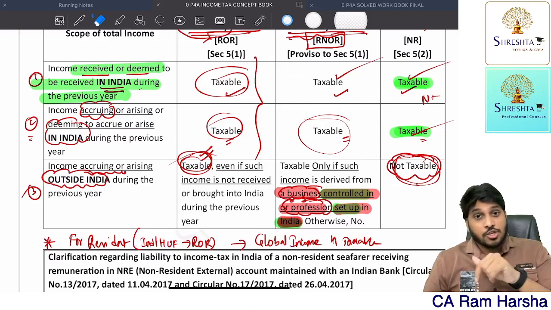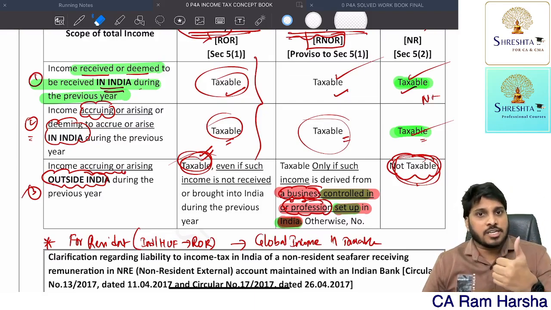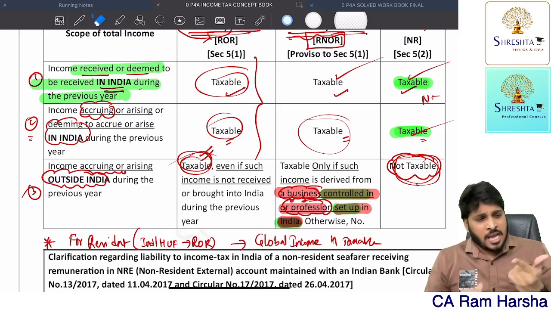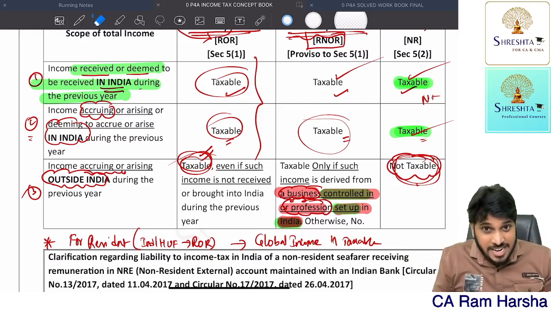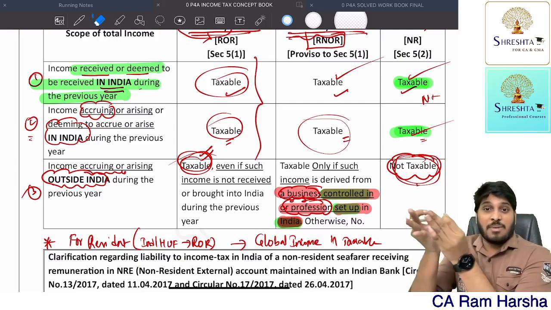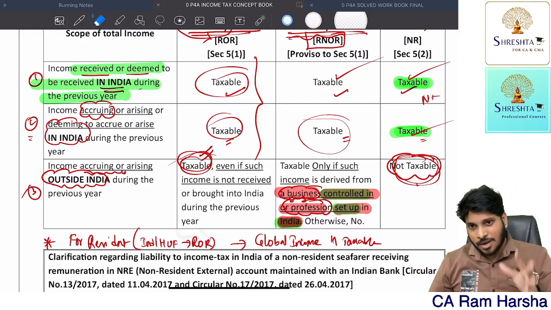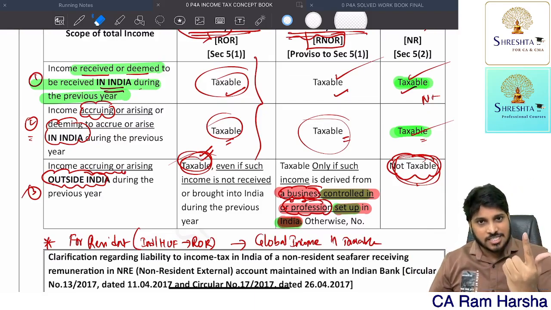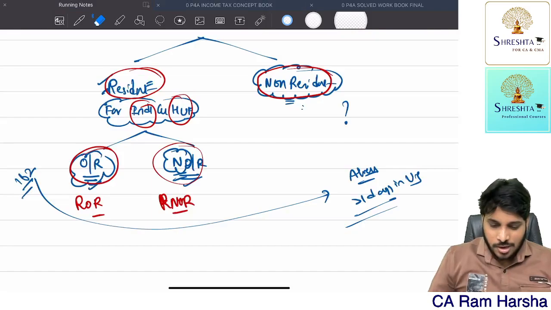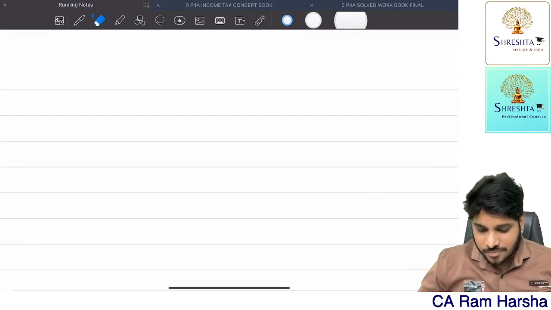Now, in this example, what is the income? Dividend income. Source is where? Apple company, outside India. Where are you receiving? Outside India. Is it a business income? No, sir, it's a dividend income. Dividend income means income from other sources, not taxable. Why? Source is outside, receipt is outside. So, from this, what are the rules that we can frame?